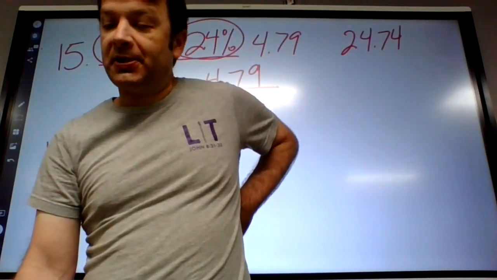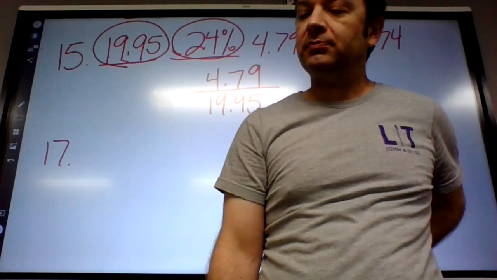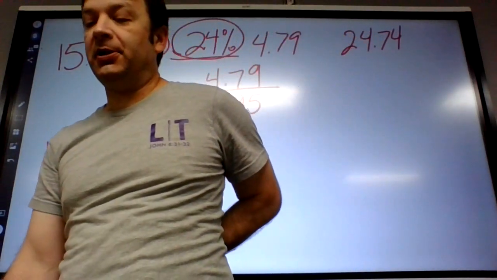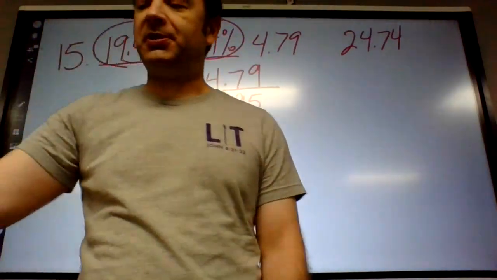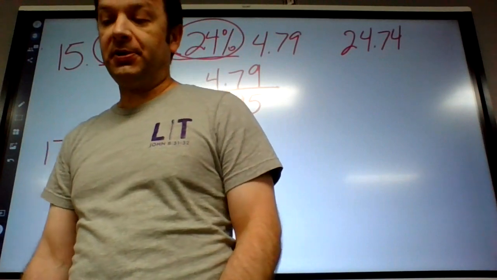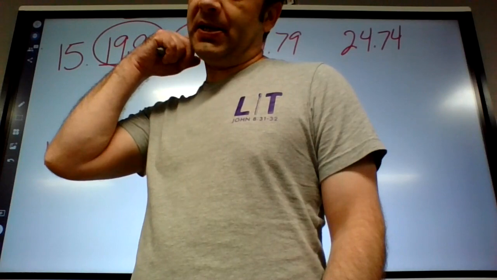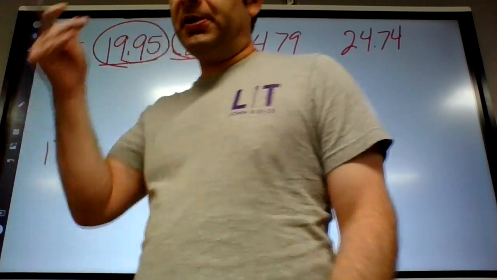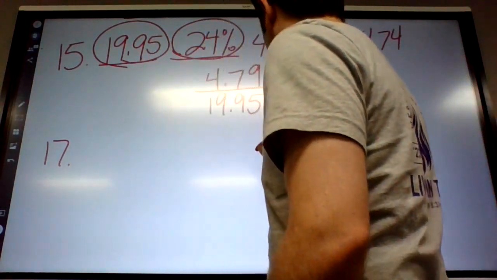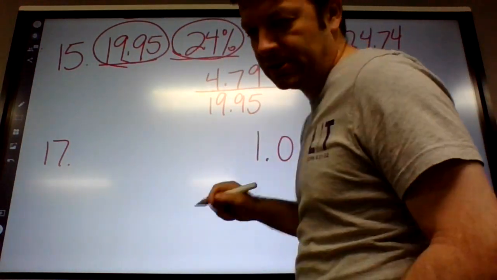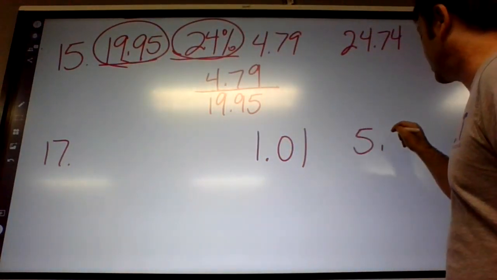16 through 20 is kind of the same thing, but what's the difference? Discount. It's discount, so the price is actually going to go down like it's on sale. So the final price on this one's called the sale price. The original price on this one's called the retail. It is the same thing basically. So 17 is actually a lot like 15. The discount is $1.01, and the final sale price is $5.74.